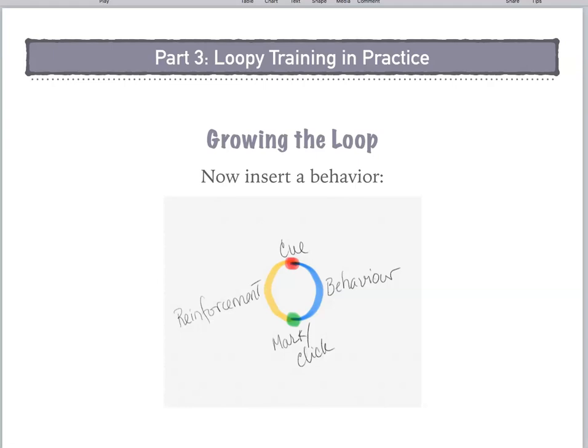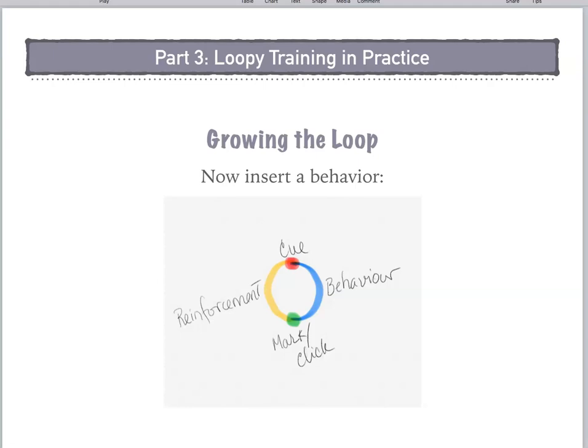Now we're going to stretch it out and we're going to ask for a behavior into that loop. So we're going to cue a behavior, wait for the dog to give us the behavior, and then we click feed. Cue, behavior, click feed. So we've just grown our little loop a little bit bigger and inserted a behavior.